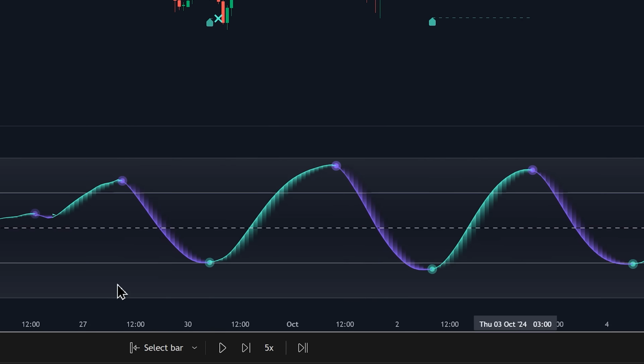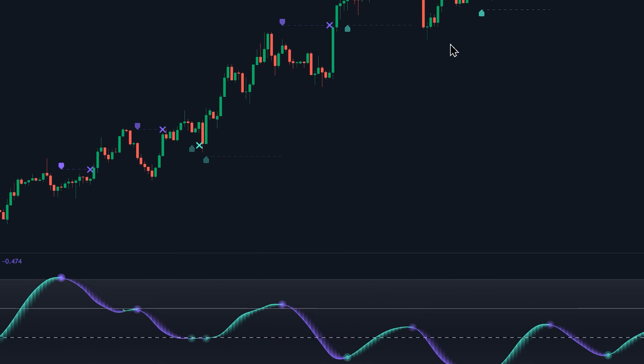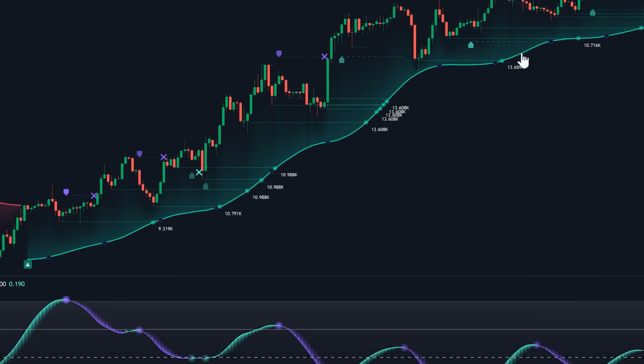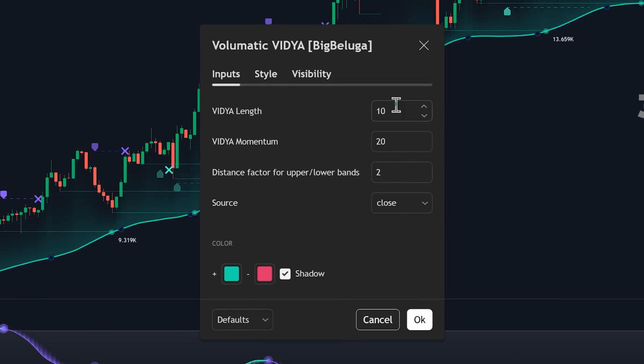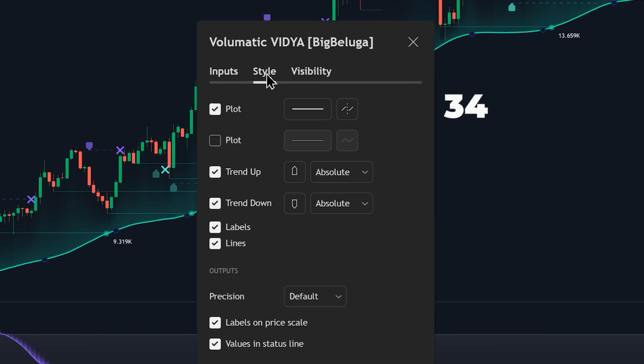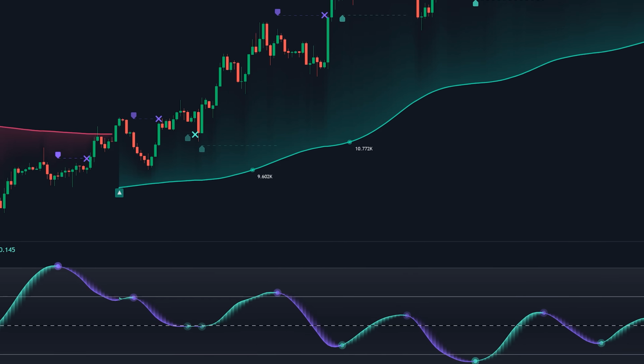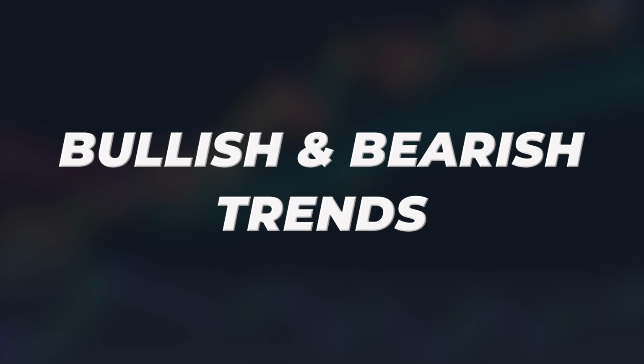For the strategy I'm going to be showcasing here, we need to add the Volumatic Variable Index Dynamic Average, also known as the VIDYA indicator. Once you've added it, you want to double click on it and then change the VIDYA length to 34, go to the Style tab and then disable the lines option and then click OK. This indicator is used to identify bullish and bearish trends in the market.